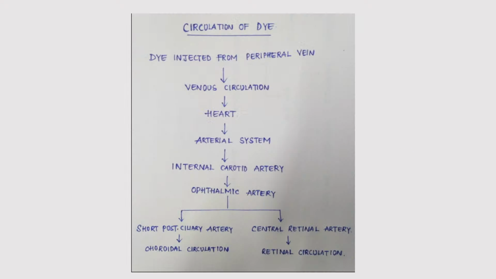Circulation of the dye. Dye injected from a peripheral vein goes into the venous circulation, enters the heart, into the arterial system, and then enters the internal carotid artery, then into the ophthalmic artery. From the ophthalmic artery, the short posterior ciliary artery goes into the choroidal circulation, and the central retinal artery into the retinal circulation.